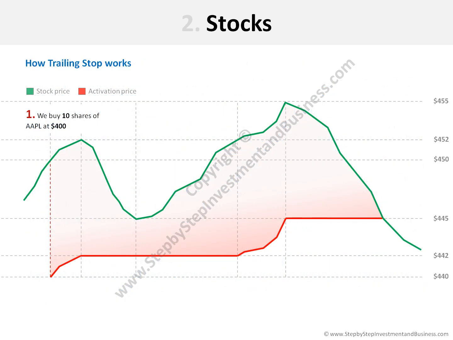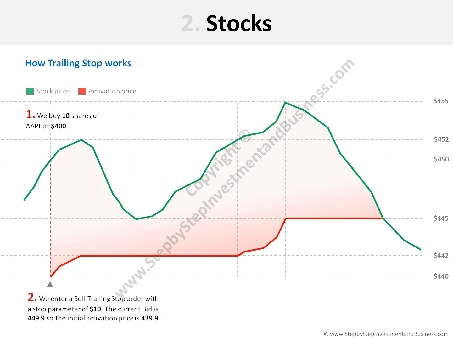For clarity's sake, let's see the previous example on a graphic representation. On this graph, on the vertical axis, we have the stock price, whose variation over time is shown in the green curve. On the other hand, the red curve indicates the value of the activation price of our trailing stop order. Let's suppose we open a position by buying 10 shares of Apple at $400, and after a while, the stock rises to $450.